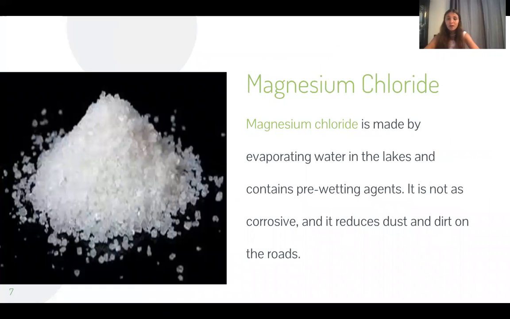Magnesium chloride. Magnesium chloride is made by evaporating water in lakes and containing pre-wetting agents. It's not as corrosive and it reduces the dust and dirt on the roads.